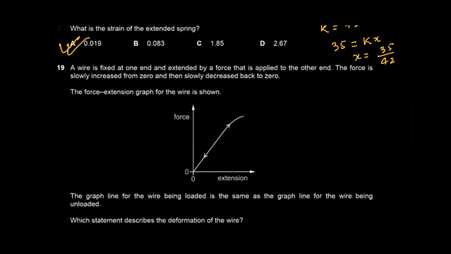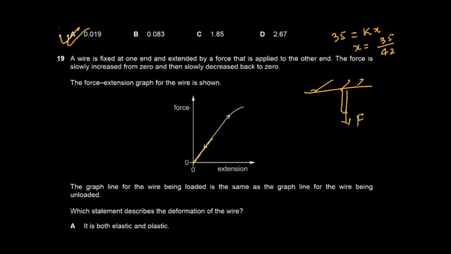A wire is fixed at one end and extended by a force that is applied to the other end. The force is slowly increased from zero and then slowly decreased back to zero. The force extension graph for the wire is shown here. The graph line for the wire being loaded is the same as the graph line for the wire being unloaded. There is extension in the wire. So as we increase the force, this is the diagram during the extension. So when we release the force, it will come back to its original position.